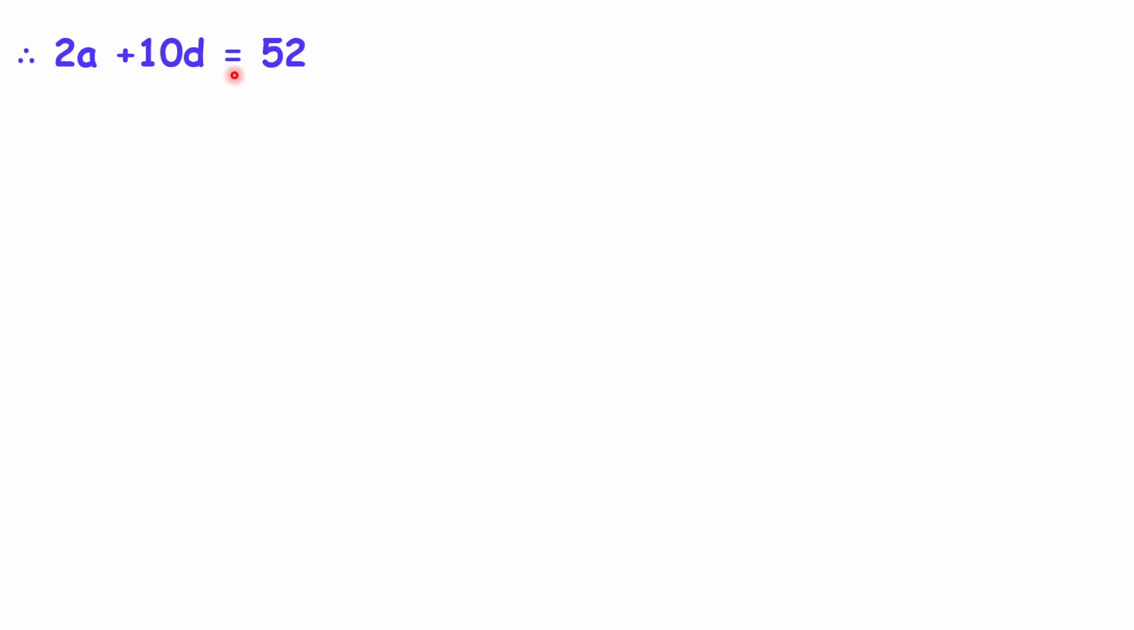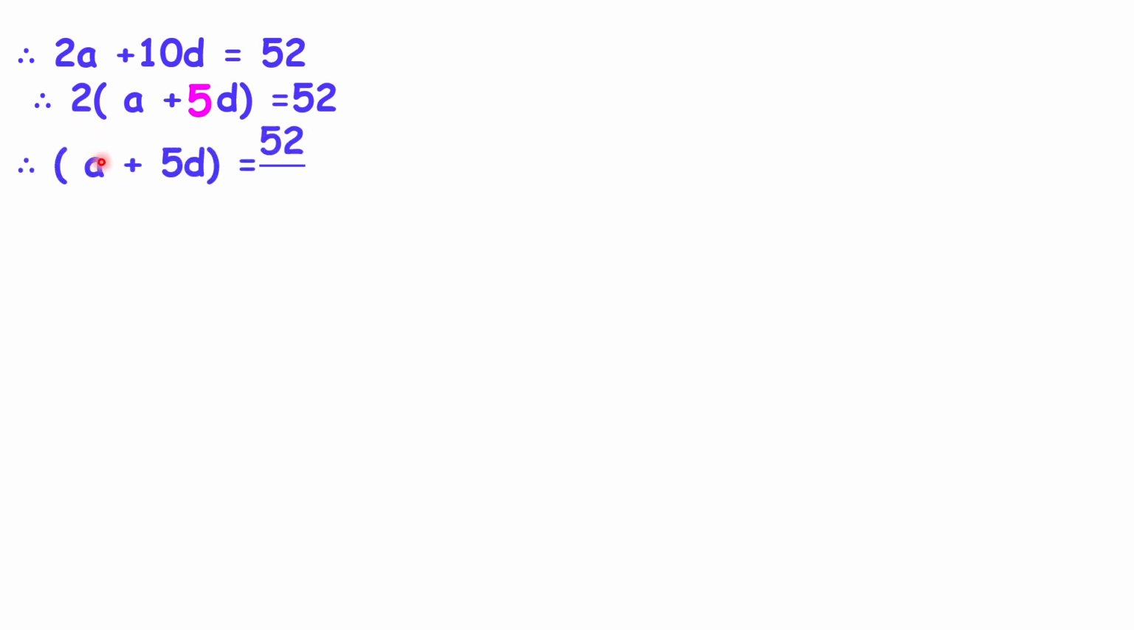Observe the LHS of this equation. Which is common between these two terms? Here 2 is common between these two terms. Therefore taking 2 common, we will get 2 into bracket 2 ones are 2. Therefore coefficient of A is 1 plus, now dividing by 2 we will get 2 5s are 10. Therefore 5d is equal to 52. Now transfer this 2 to RHS, multiply becomes divide by 2. Therefore A plus 5d is equal to 52 over 2. We will get A plus 5d is equal to 26. This is the equation number 2.